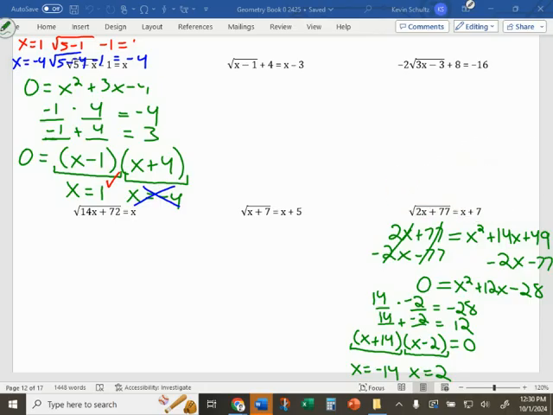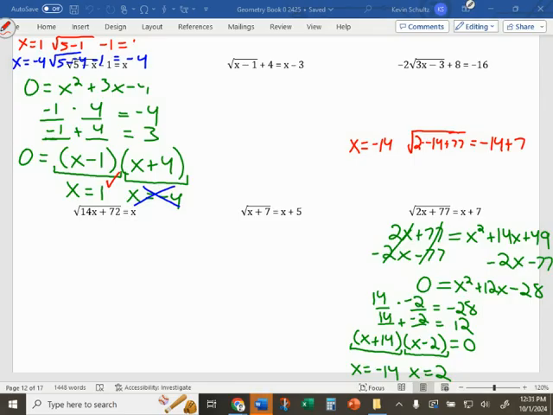We'll check the negative 14 first. So if x is negative 14, we have the square root of 2 times negative 14 plus 77, and that has to equal negative 14 plus 7. Your guessing and checking worked again. Good for you, Chance. Good for you.